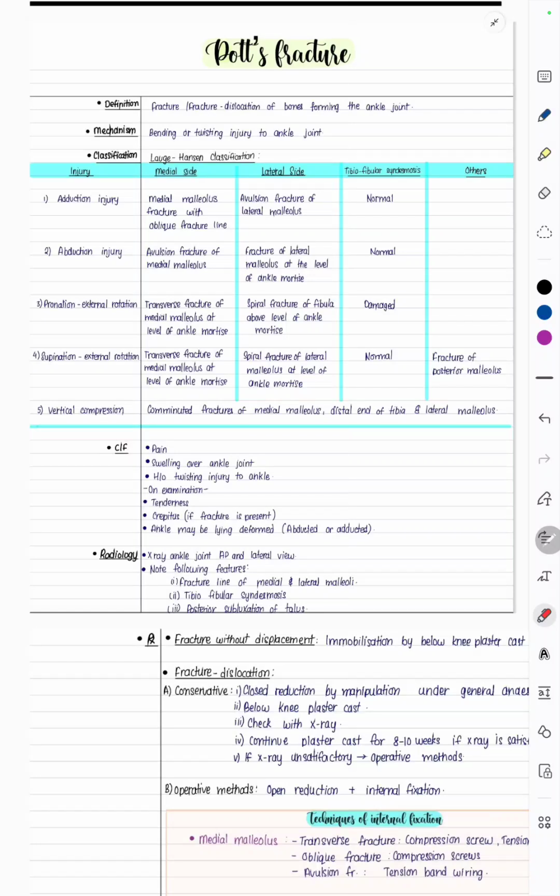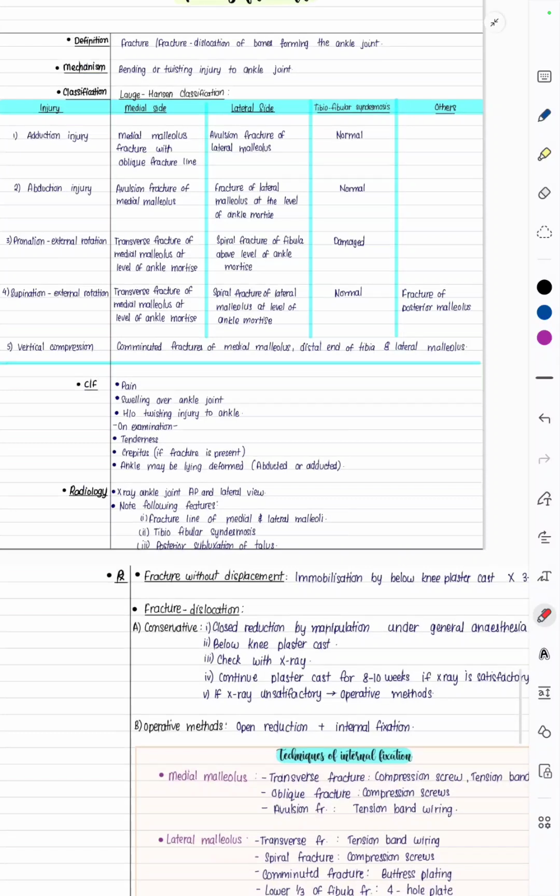Clinical features, obviously pain, swelling, tenderness at the level of ankle joint. Then history of twisting injury will be present, crepitus will be present. Radiologically, the X-ray of the ankle joint is done in the AP and the lateral view. You will find a fracture line in the medial and lateral malleoli. Tibiofibular syndesmosis is seen, and posterior malleolus is also seen.